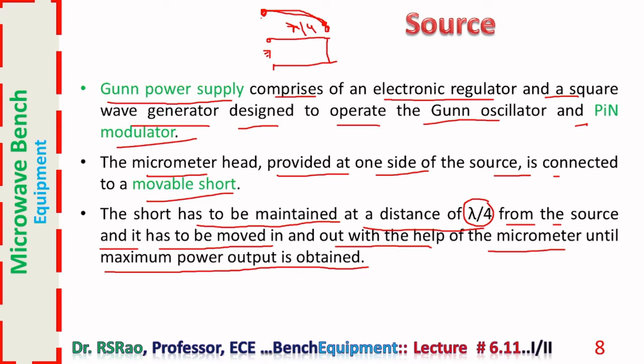When lambda by 4 is maintained between the short and the source output, the source is pumping its wave into an open circuit. Because it is an open circuit, the source does not get loaded. Otherwise, the source may get loaded, and there may be some reflections causing difficulty in the satisfactory functioning of the source.